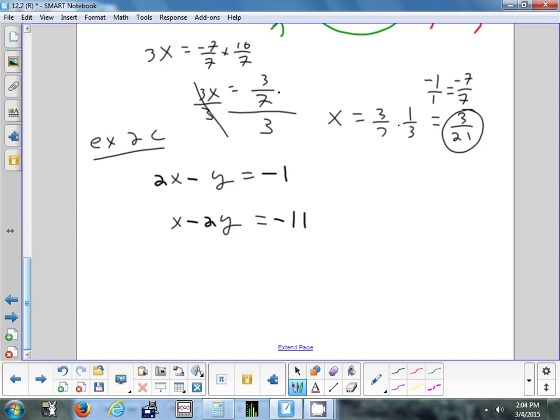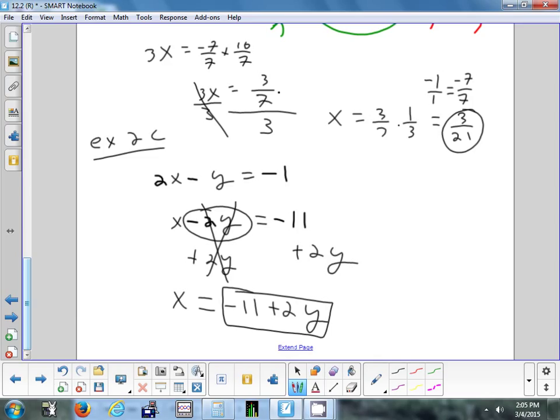So let's take this equation. I'm going to write it off to the side like Mr. Roy did in a second. How would you get x by itself here? Add 2y. Okay. Negative 2y plus 2y cancels out. Can you combine negative 11 with 2y? No. So you get x equals, what's on the other side? Negative 11 plus 2y.